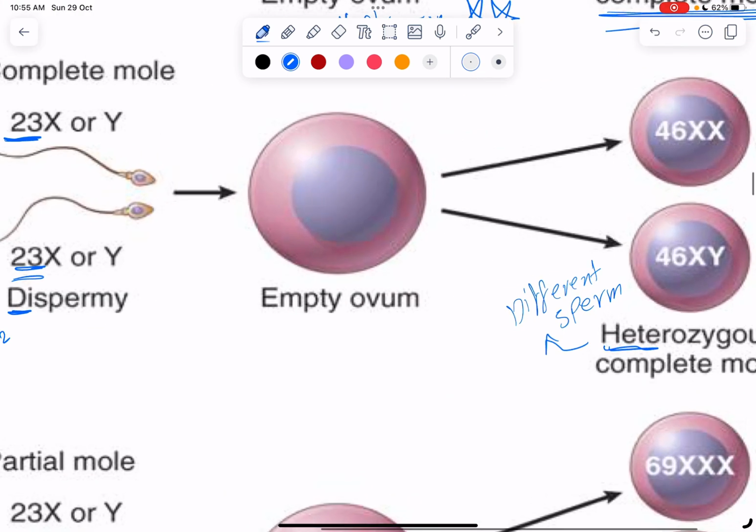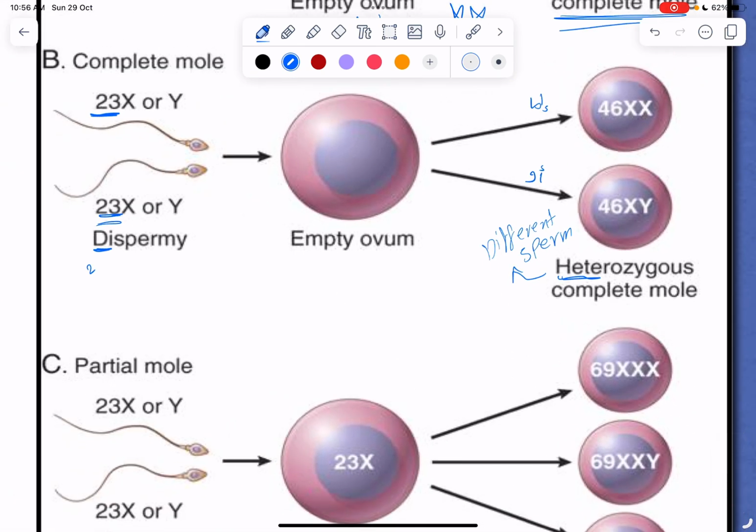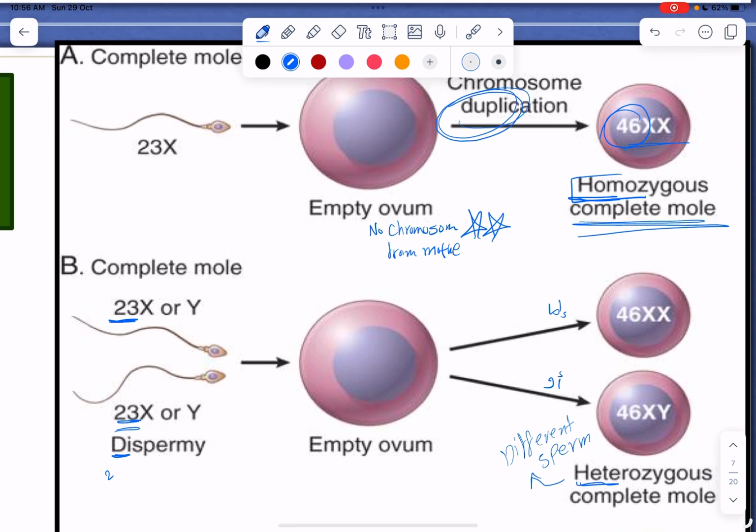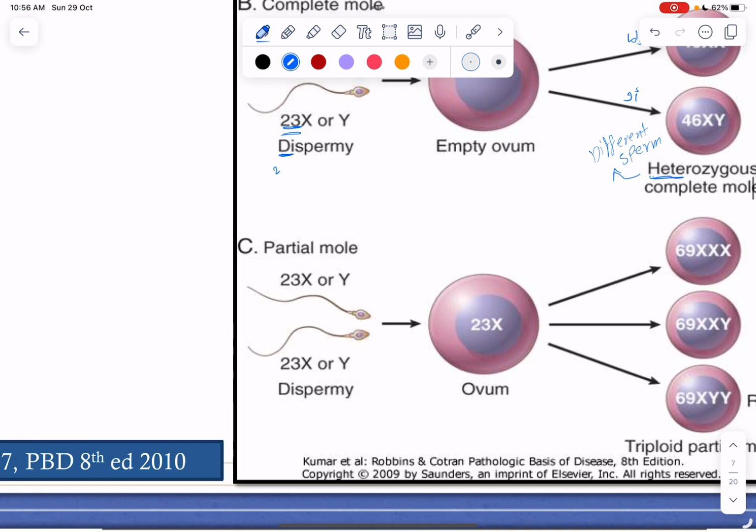Where's the Y? Rare. I know everyone will ask me this question. But very rare, even in the textbook, there is no mention of this 46YY. The result may be 46XX or 46XY. If these two sperm have 23X, may develop 46XX. If one has 23X plus 23Y, will develop 46XY. At the end, the complete mole has 46 chromosomes plus either XX or XY.